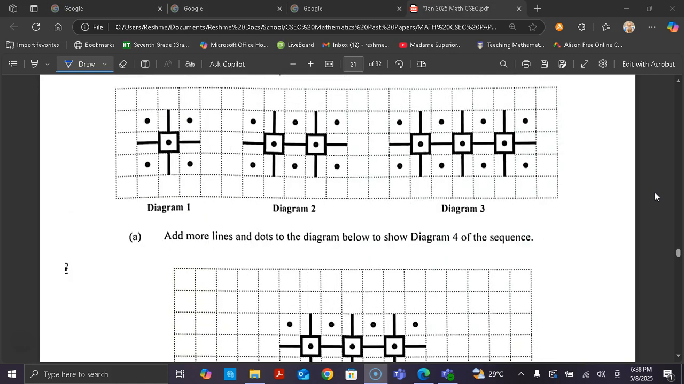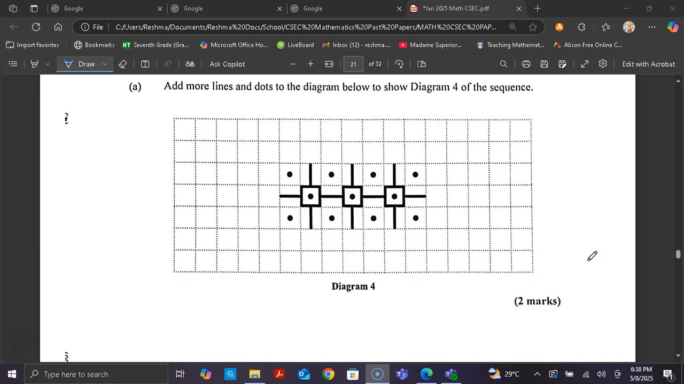So if we go back up to the sequence, we realize to add on a piece of the diagram for diagram 4, we would have to add one more square, because in diagram 4 we would have 4 of these squares with the dots in them, and also we would have 1, 2, 3 lines coming out of the sides like that, and then in the end we have to place these 2 dots in these squares here.